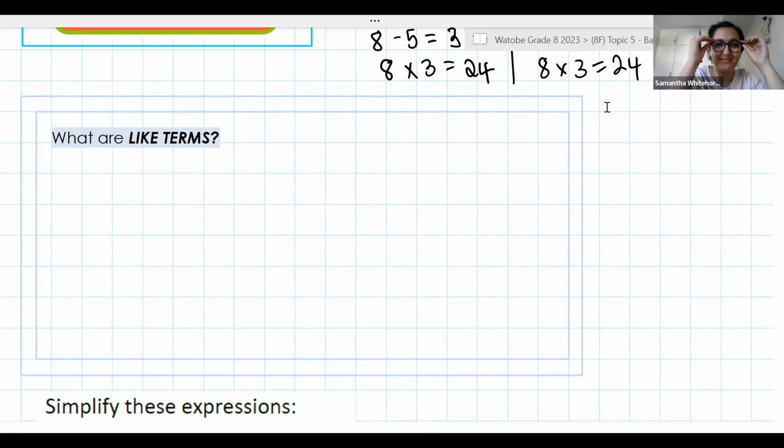Ma'am, like terms are numbers with the same value. Excellent. Okay, so guys, like terms are terms in an expression that have the same variable and exponent. So let me just get that all down. Terms in an expression.